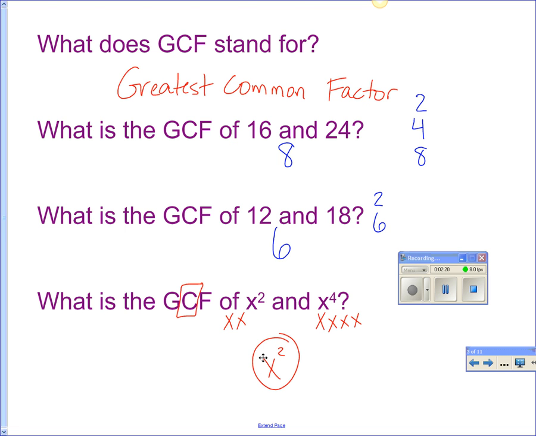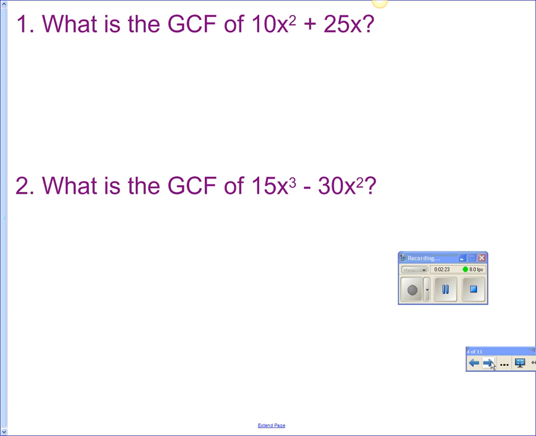Okay? All right. Write this down, please. 10x squared plus 25x. So this is number 1. 10x squared plus 25x. All right, the first thing we're going to focus on is just the number part. So we have a 10 and a 25. What number goes into 10 and 25? 5. So we're going to write down a 5.